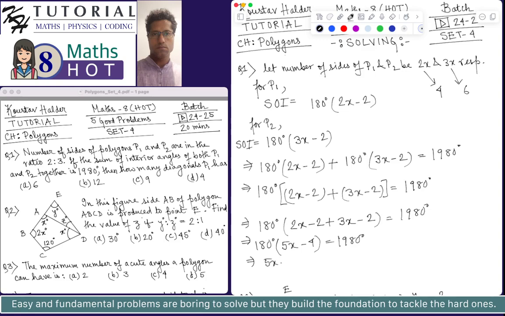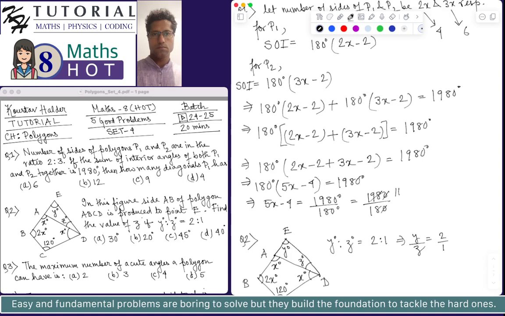5x minus 4 should be equal to 1980 degrees divided by 180 degrees. This is equal to 1980 by 180. I hope it should divide. Yeah, so it is 11. So we have 5x minus 4 is equal to 11. So this implies 5x will be equal to 11 plus 4, which is 15, and this implies x is equal to 15 by 5, which is 3. So x is 3.